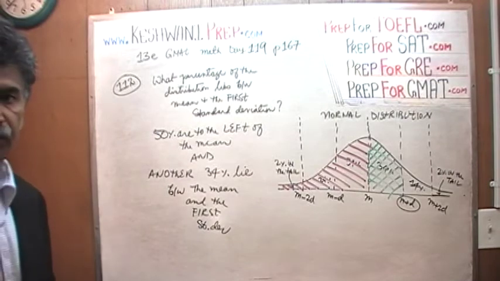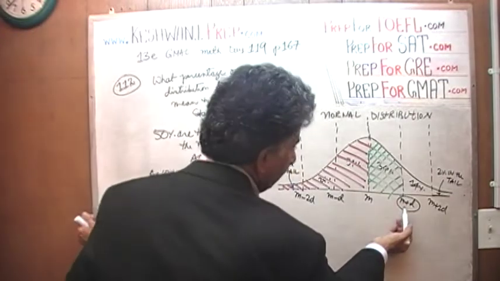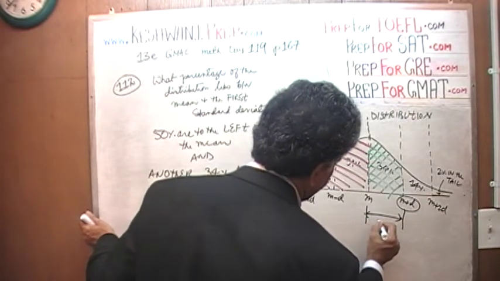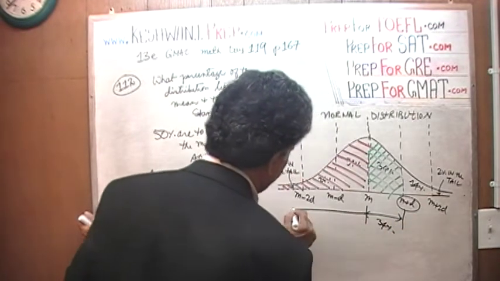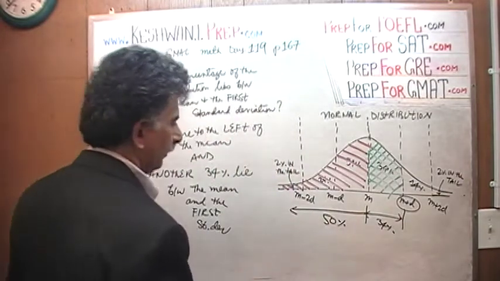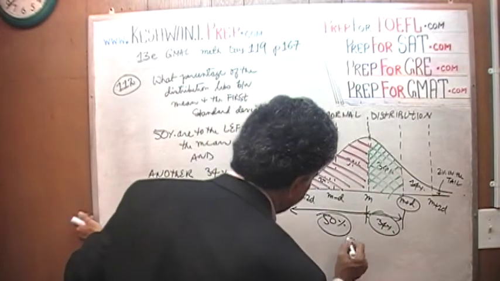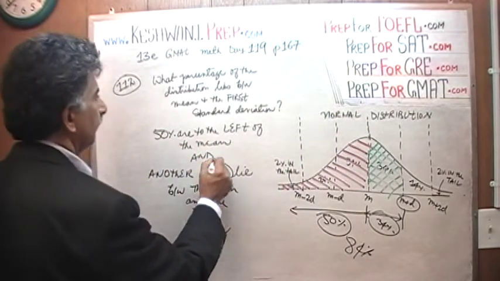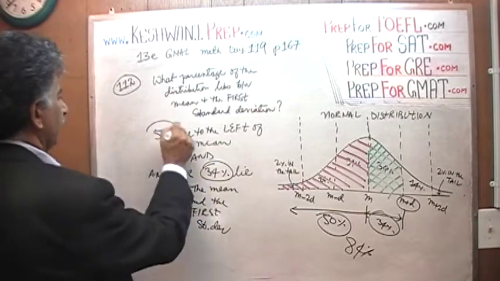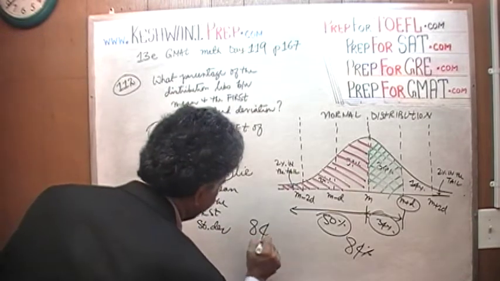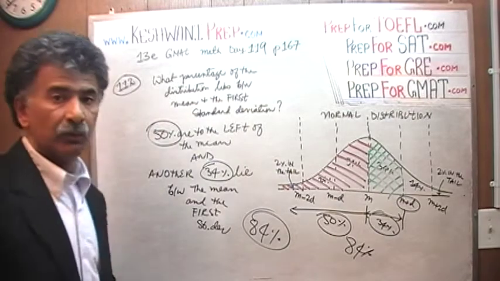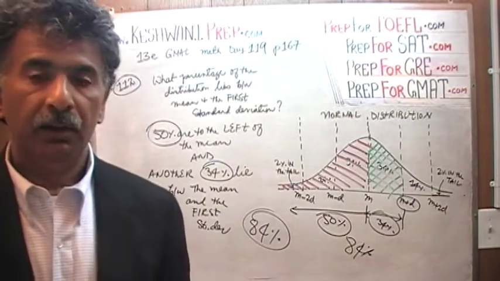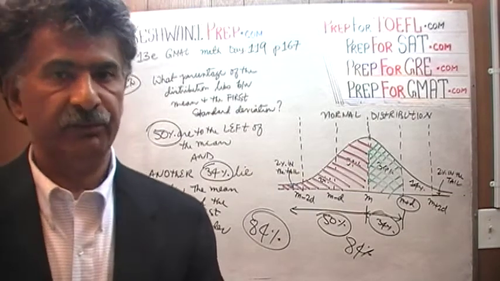The question is, what percentage of the observations are going to lie below the mean plus the standard deviation? The answer is, the 34% are here, and the remaining 50% are here. 50 plus 34 is 84%. The answer is 34 plus 50, 84% of observations are going to lie below the first standard deviation.